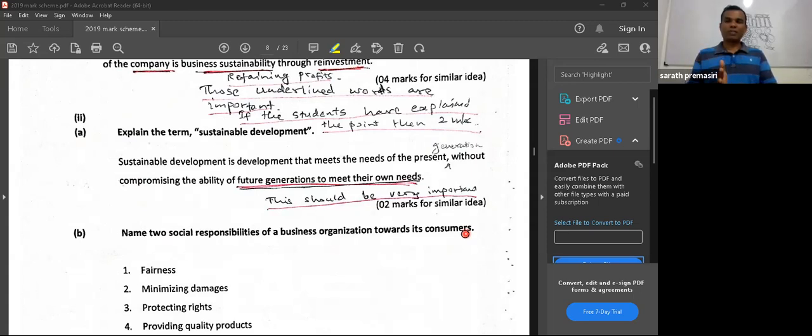Social responsibility towards customers, social responsibility towards owners, social responsibility towards community, society, and then social responsibility towards employees. Understand? The business has to perform some social responsibilities towards the employees, towards the consumers or customers, towards the owners, and then towards the community. Now here you are asked to find out the answer for towards the customers or consumers.